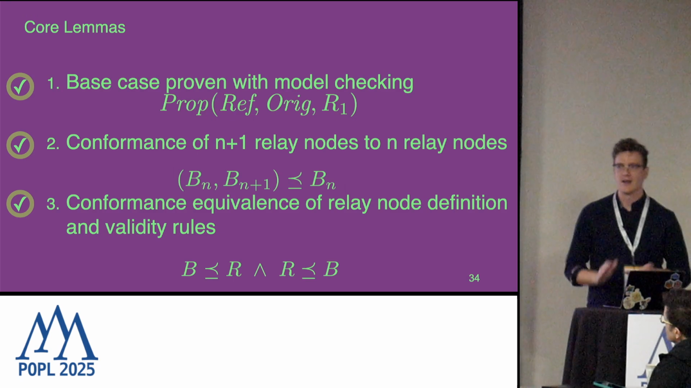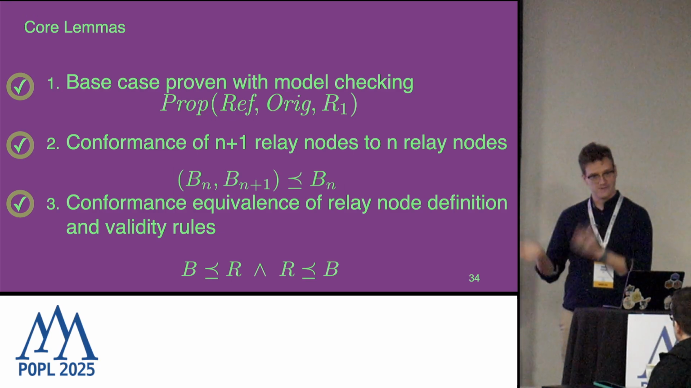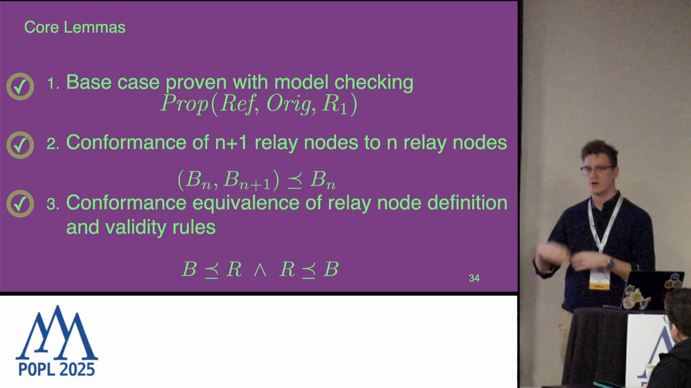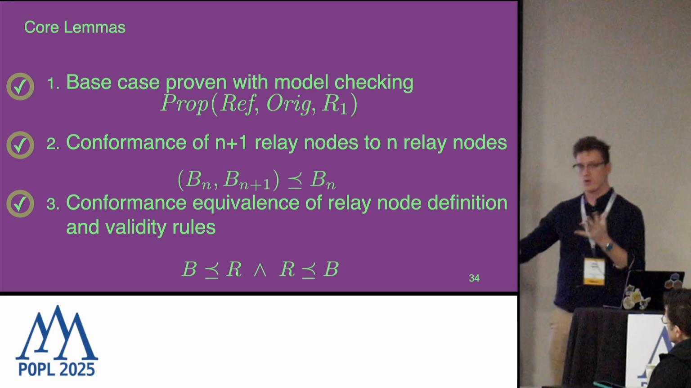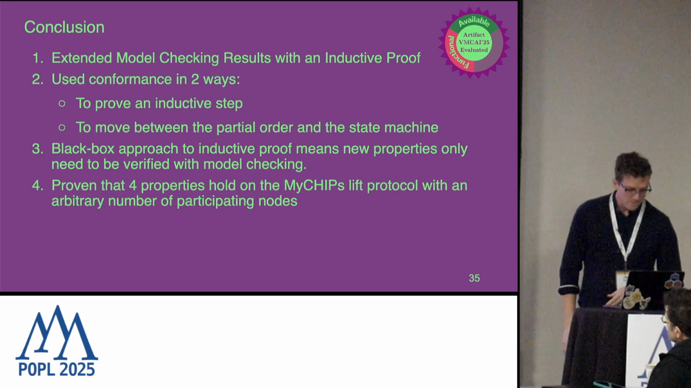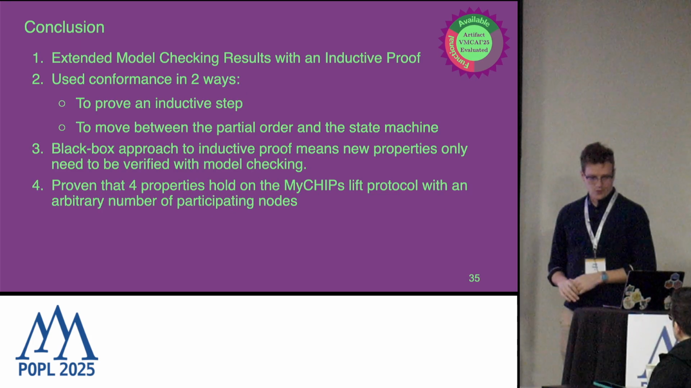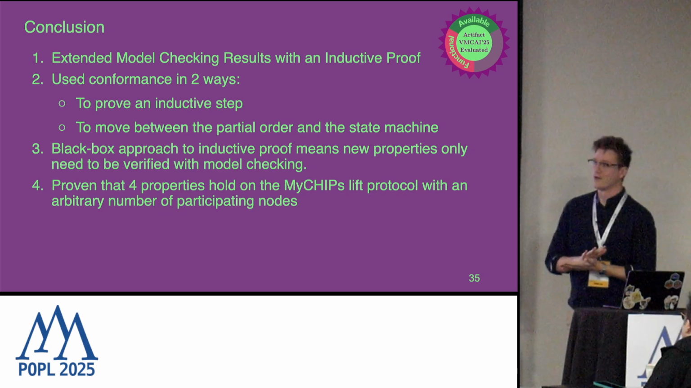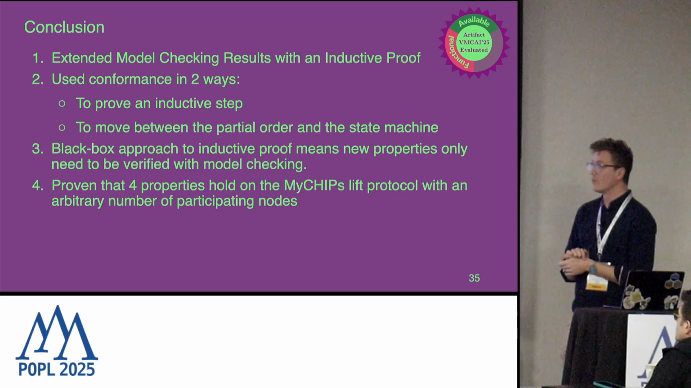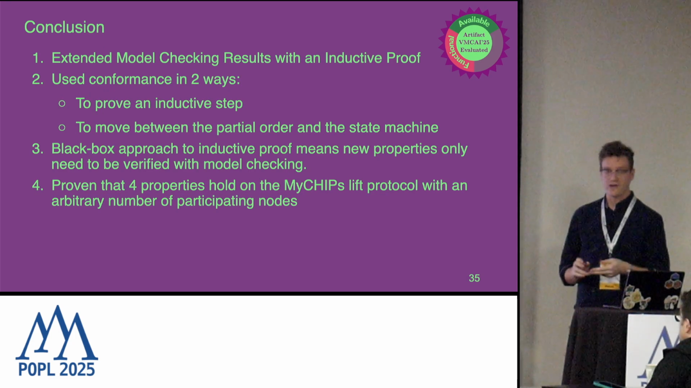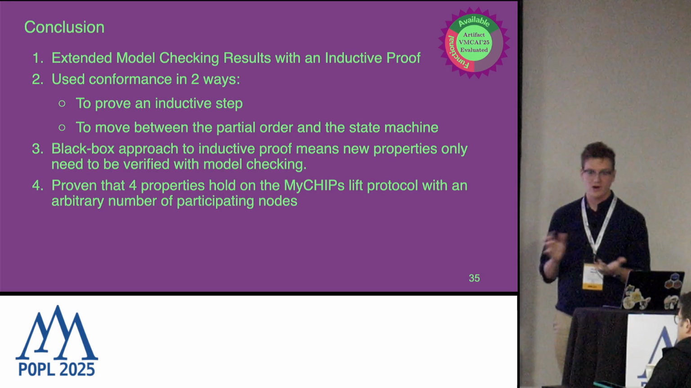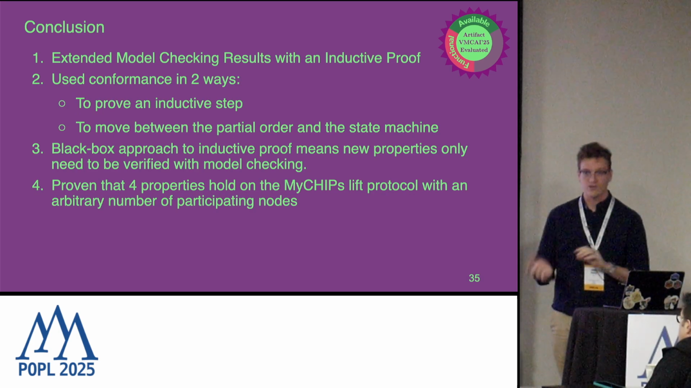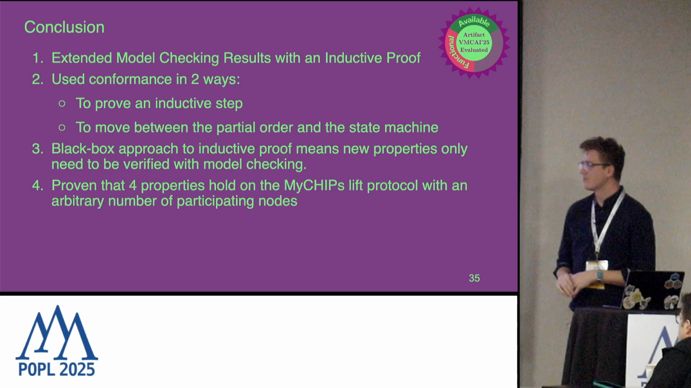So given that, that shows that our inductive argument, we have our base case, we have our inductive step, that shows that the properties we care about extend to an arbitrarily large size. Cool. So we extended the model checking results using an inductive proof. And we did that using Dill's trace theory and conformance in 2 unique ways. The first is to prove the inductive step, and then the second is to transition between 2 different representations of the system. Show that's a safe substitution.